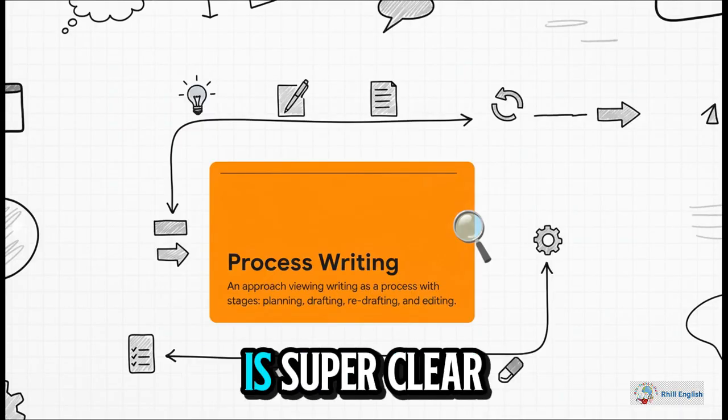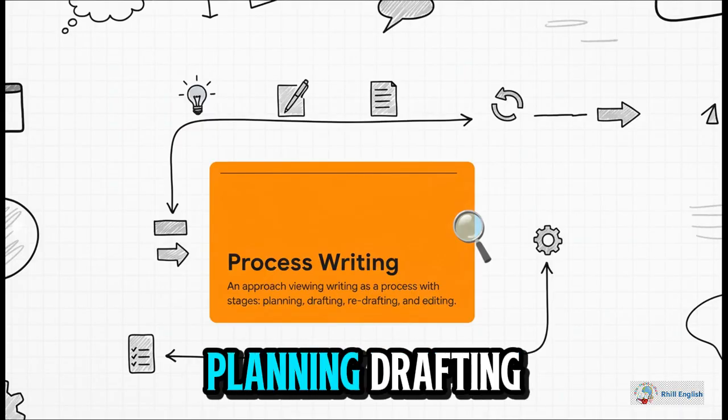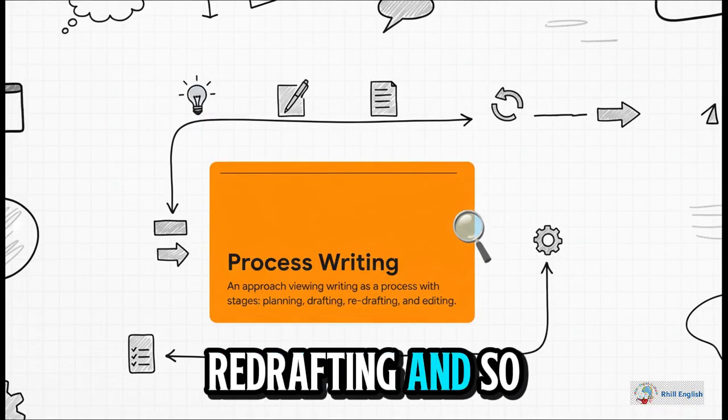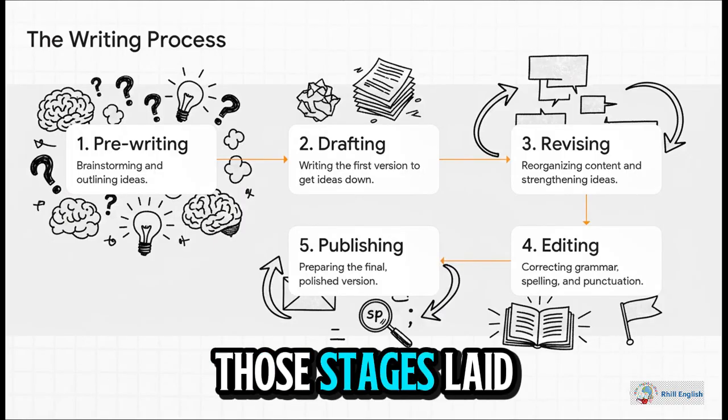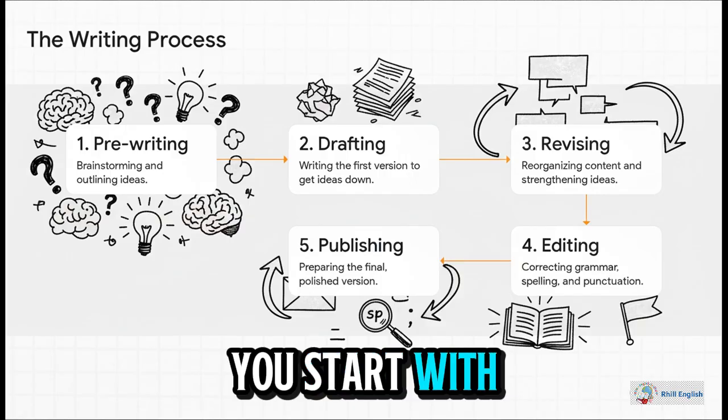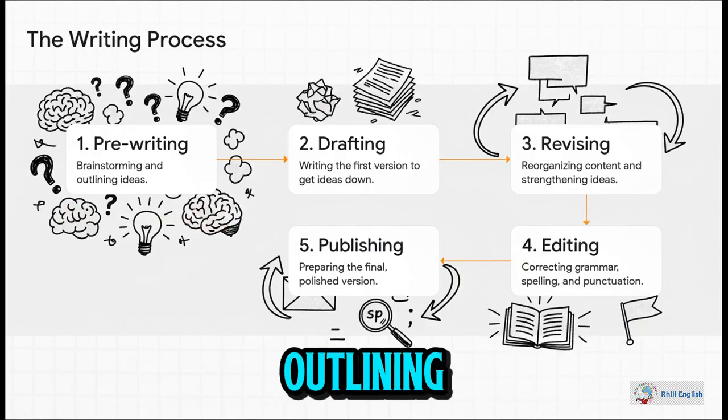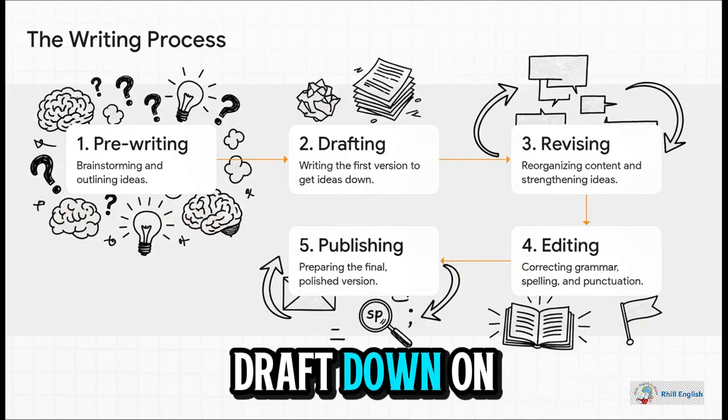The official glossary is super clear on this. It's all about planning, drafting, redrafting, and so on. And here are those stages laid out nice and clear. You start with pre-writing, brainstorming, outlining. Then you get that first messy draft down on paper.